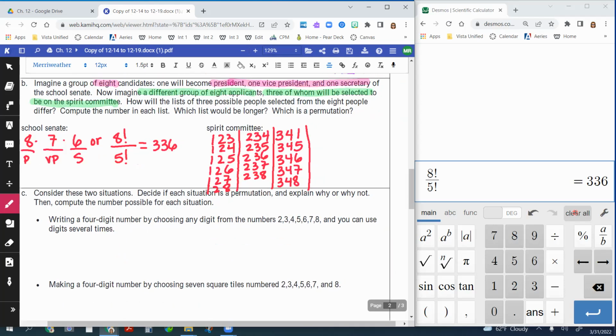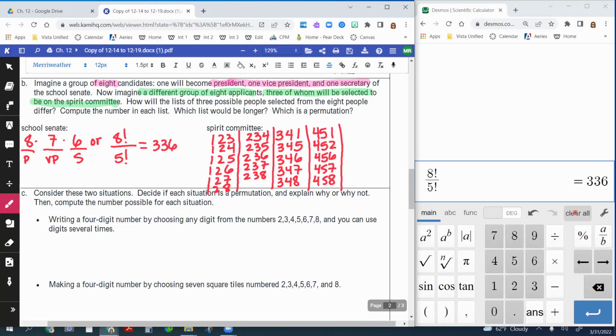I can do 4 and 5 with 1 because I haven't done that. I can do 4 and 5 with 2. I haven't done that. I can do 4 and 5 with 3, but I've already done that. 4 and 5 with 4. I can't do 4 and 5 with 5. I can't do 4 and 5 with 6. I can do 4 and 5 with 7. 4 and 5 with 8. Okay.